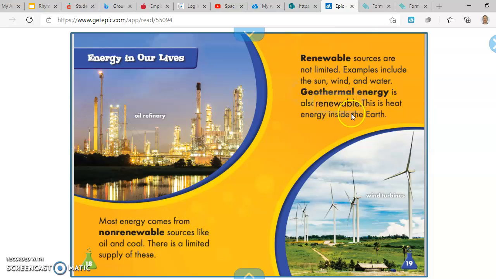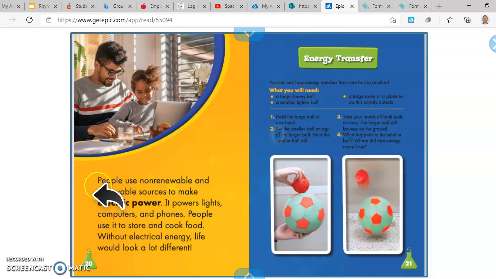Geothermal energy is also renewable. This is heat energy inside the earth. Isn't that amazing? They get energy from inside the earth itself. People use non-renewable and renewable sources to make electric power. It powers lights, computers, and phones. People use it to store and cook food. Without electrical energy, life would look a lot different.